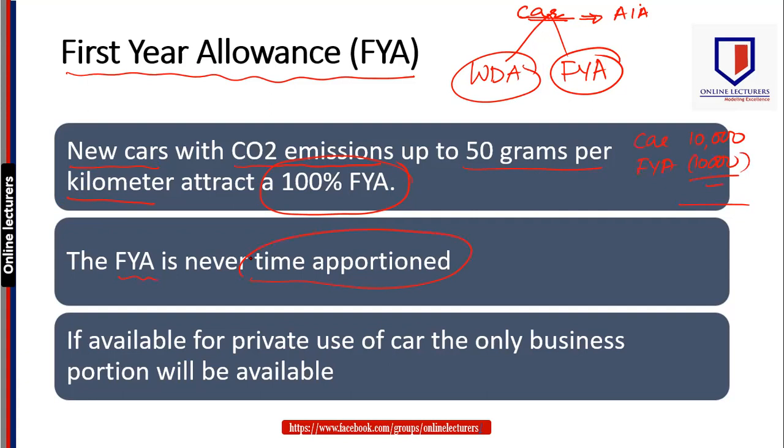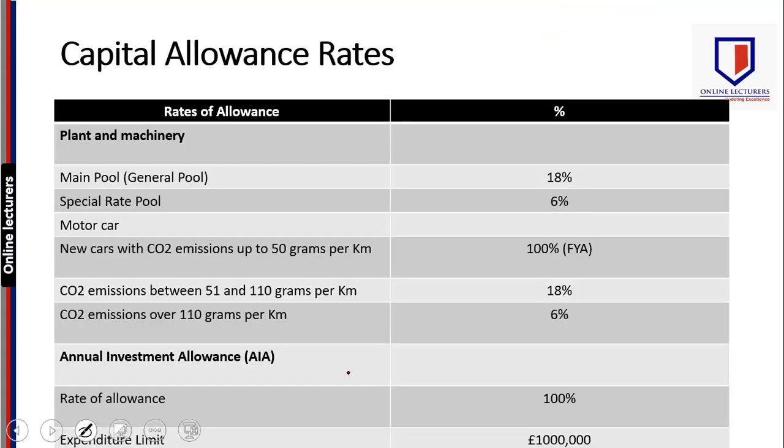This first year allowance might be apportioned for the business portion, because the capital allowances are only available against the business use of the asset. If someone is using an asset partly for business use and partly for private use, then the concerned allowance will only be available against the business use.